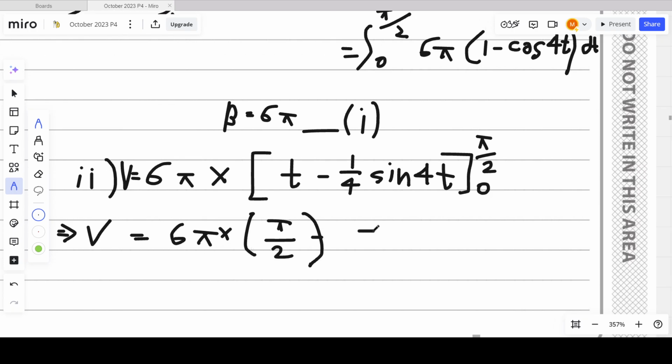So we will get the value for the volume. It is 3 pi squared, the exact value. 3 pi squared unit cubed. That's the volume of the formed solid.